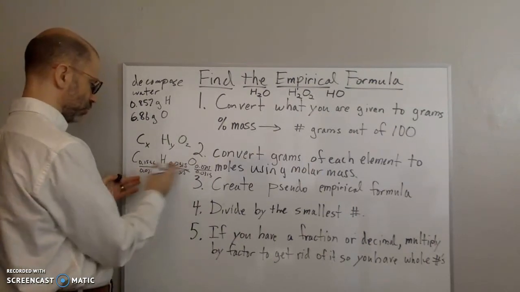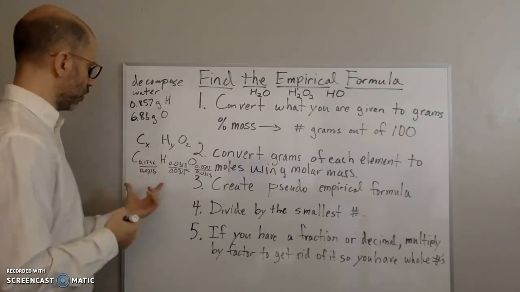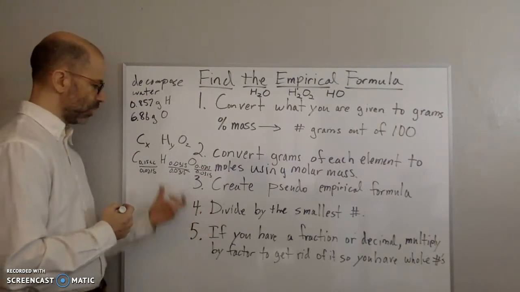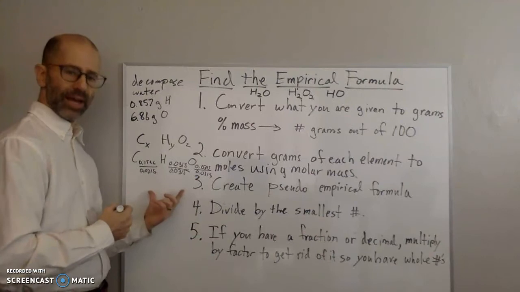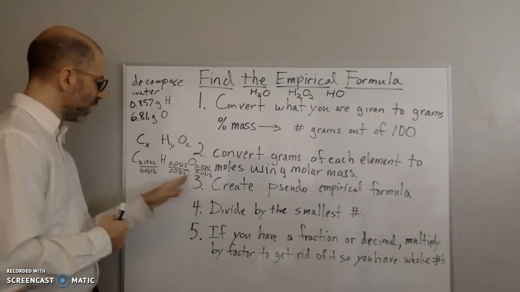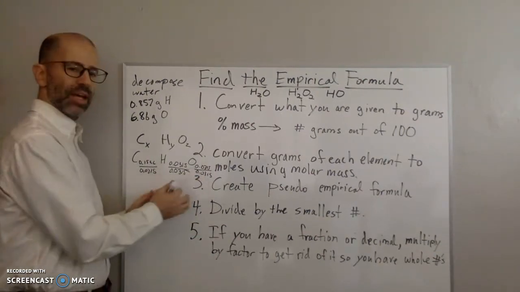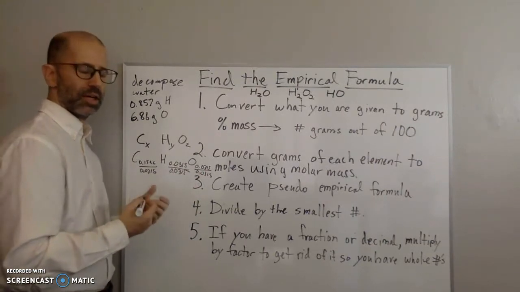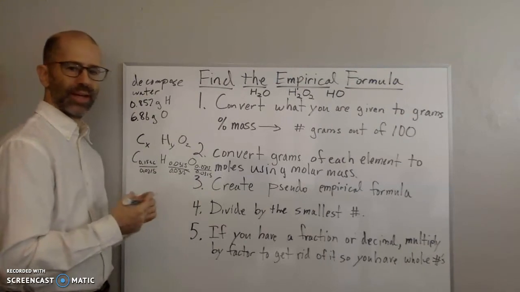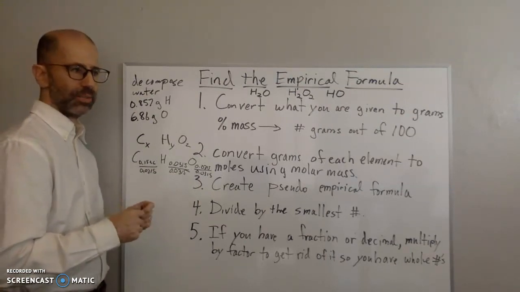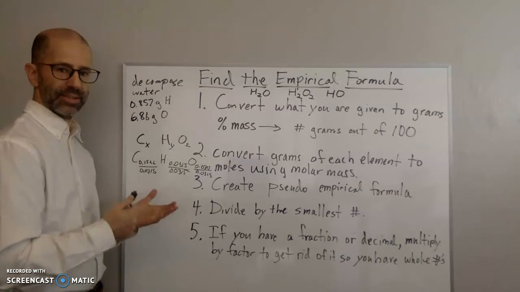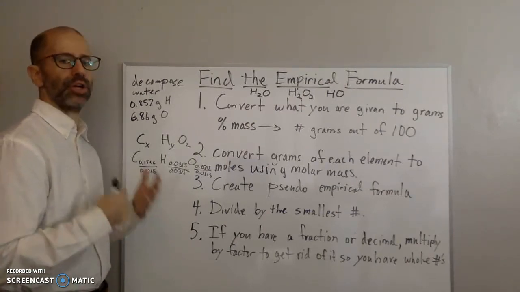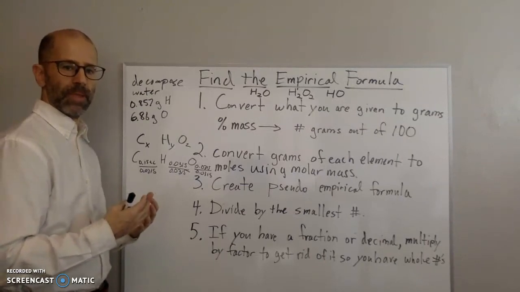So I get some sort of ratio, and then once you divide, so that's step 4, divide by the smallest number. Then once you divide, you might have whole numbers here. If you get something really close to a whole number, like 0.99998, or something like 2.99999, you can round to the next whole number because it's pretty much the whole number.